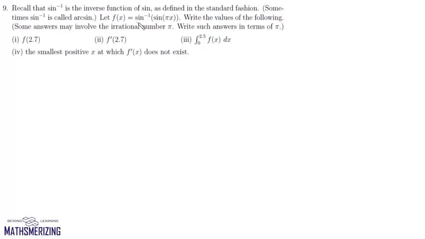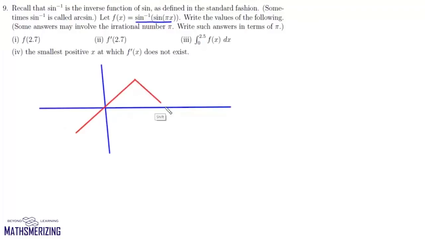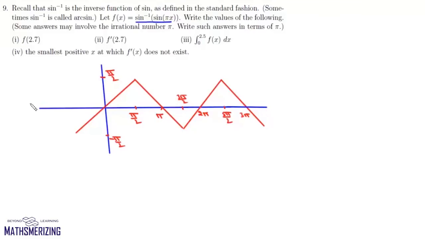We are given a function f(x) which is sine inverse of sine pi x. Now write the values of the following. What we'll do is draw the graph of sine inverse of sine pi x, and for that we'll draw the graph of sine inverse of sine x. This is pi by 2 and this is minus pi by 2. This is pi, 2 pi and 3 pi. This is pi by 2, 3 pi by 2 and 5 pi by 2. Now this is the graph of sine inverse of sine x.